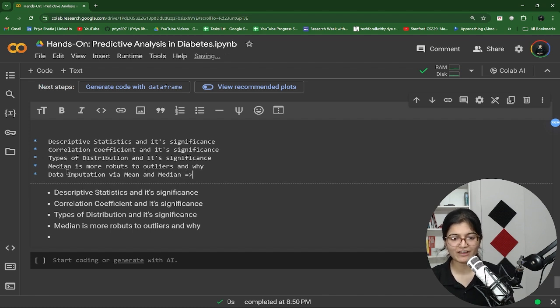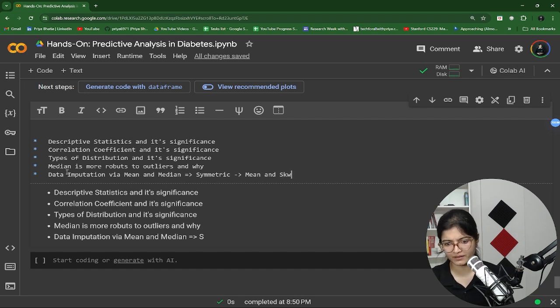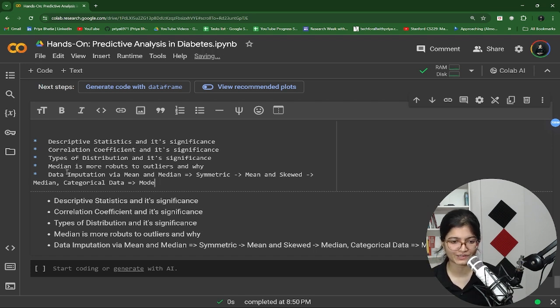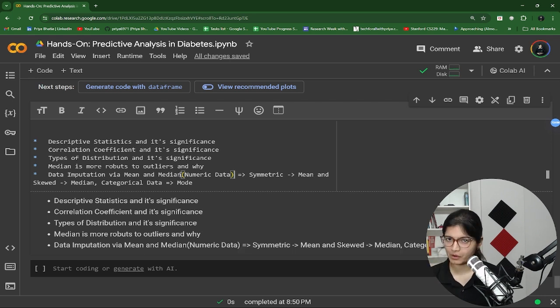What is the inference we have made is, when the distribution is symmetric, we can go for mean, and when it is skewed, whether it be left or right, we can go for the median. And when the data is categorical, in that case we can go for mode, because it indicates the highest frequency. So this will work only for the numeric data that we have analyzed. So this is the overall idea about this session.